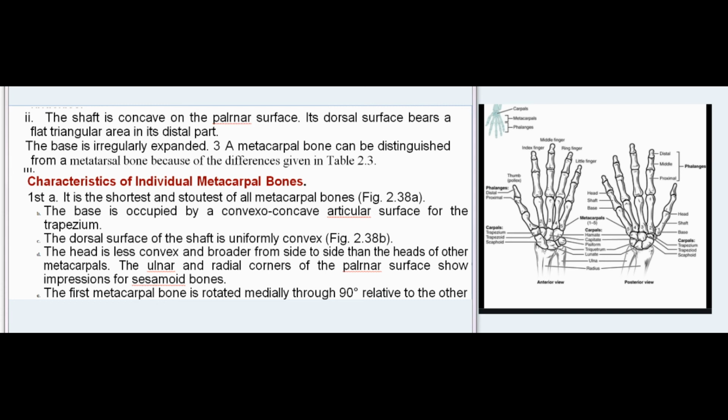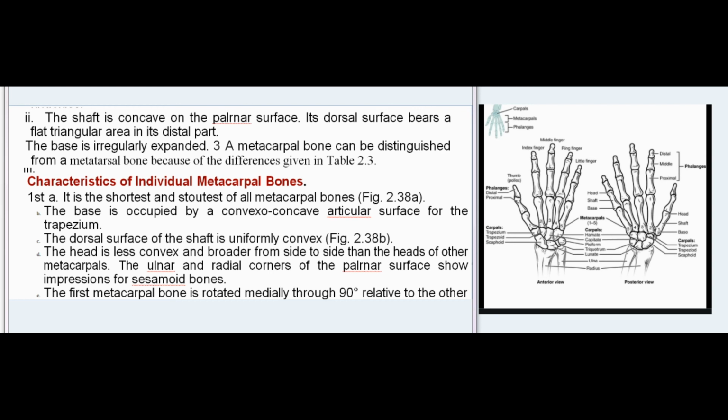First metacarpal. It is the shortest and stoutest of all metacarpal bones, Fig 2.38a. The base is occupied by a convexo-concave articular surface for the trapezium. The dorsal surface of the shaft is uniformly convex, Fig 2.38b. The head is less convex and broader from side to side than the heads of other metacarpals. The ulnar and radial corners of the palmar surface show impressions for sesamoid bones.